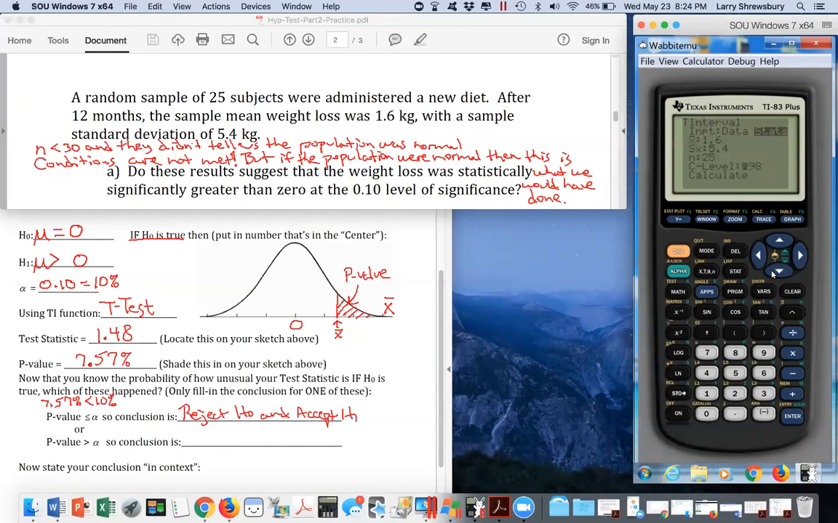And I'm going to give that to you. We'll have to make this one 80%. So that's 0.80. And then highlight, calculate, hit enter. So we'll be 80% confident that the population mean weight loss on this diet might be as little as, say, 0.18 of a kilogram to as much as a little over 3 kilograms. And so that's after 12 months of dieting on this diet.